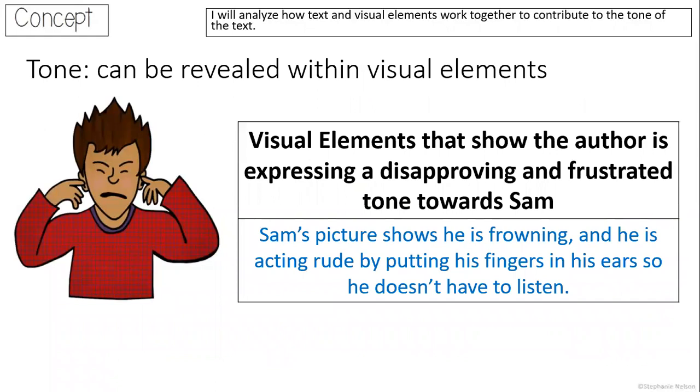The visual elements that show the author is expressing a disapproving and frustrated tone towards Sam: you can see in Sam's picture he is frowning and he is acting rude by putting his fingers in his ears so he doesn't have to listen. So you can see the tone can be revealed with the visual elements. You can figure out the tone of the story just by looking at some of the visual elements.